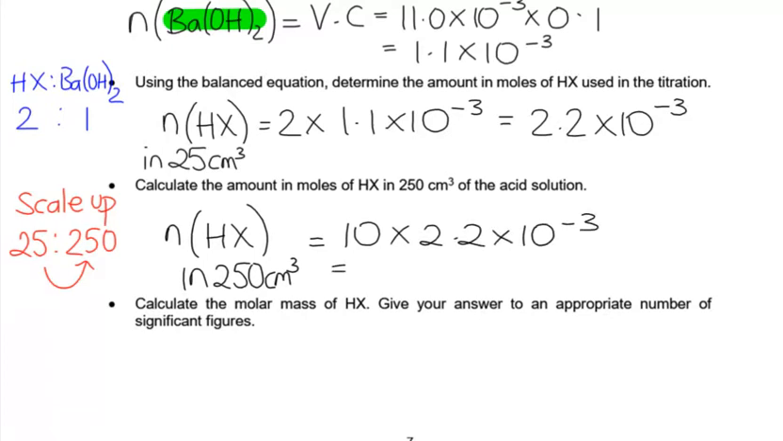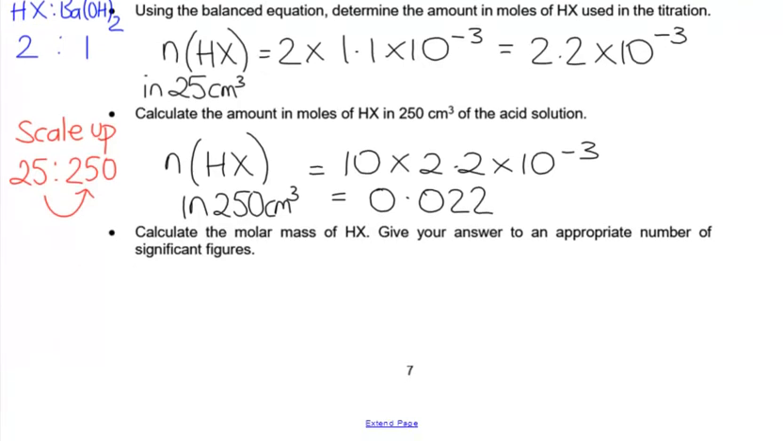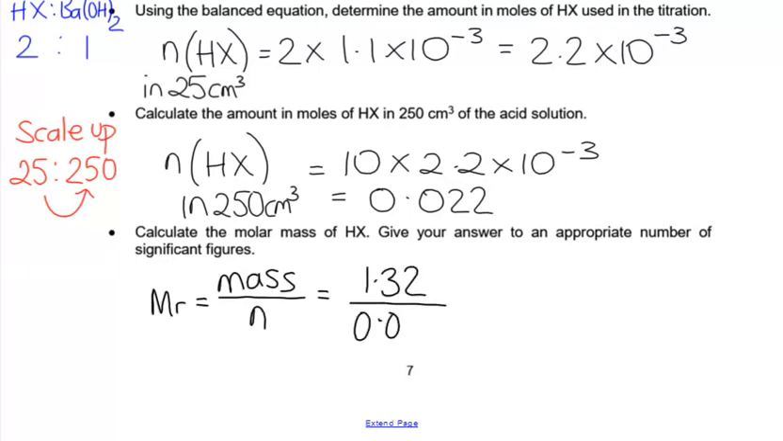So you can type that on your calculator or work it out. Got 0.022 moles. And then it says calculate the molar mass. So going back to our triangle at the top, the molar mass will be the mass divided by the number of moles, and we had 1.32 grams and 0.022 moles. If you work that out to 3 significant figures, because we'll be asked for appropriate sig figs, and our numbers were given to 3, we get 60.0.